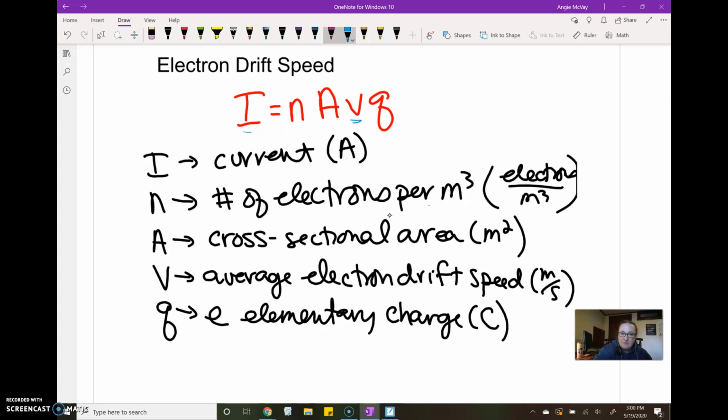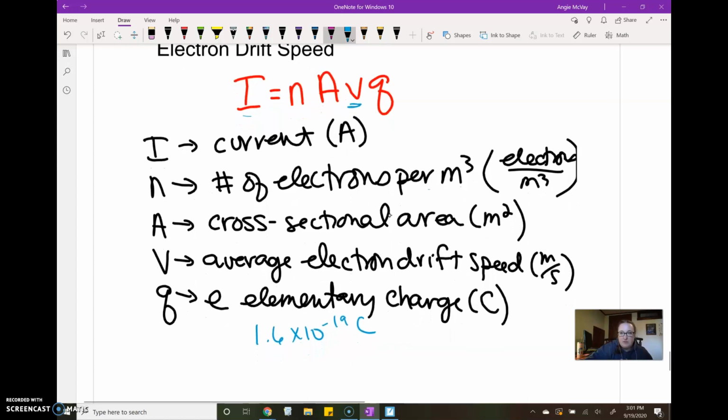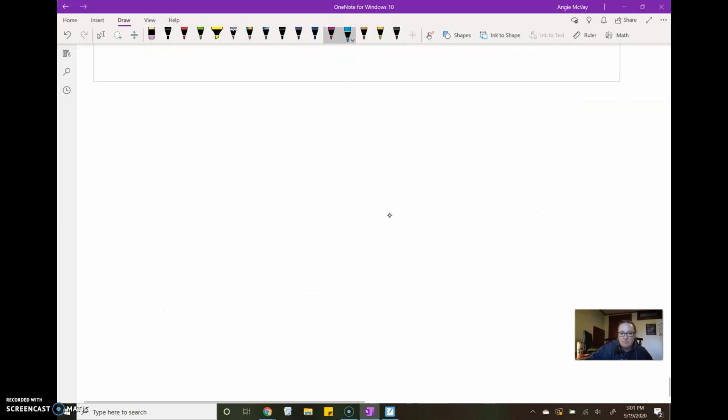Lowercase v, right here, that's the average electron drift speed. So it's the value of that constant speed on average that the electrons are traveling at in meters per second. And then Q, sometimes written as lowercase e, here is the elementary charge, 1.6 times 10 to the minus 19 coulombs. The charge of an electron. So that's how you can find that constant speed, or the electron drift speed, that electrons would have in that particular circuit.